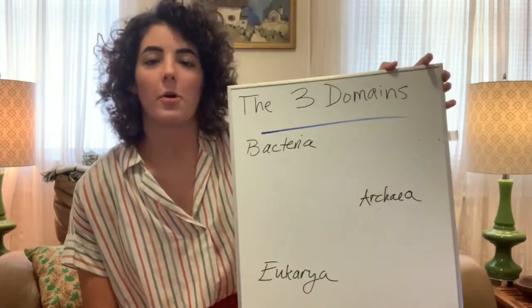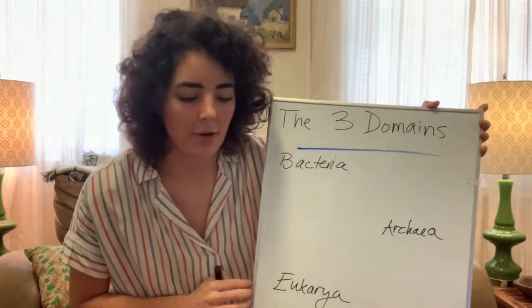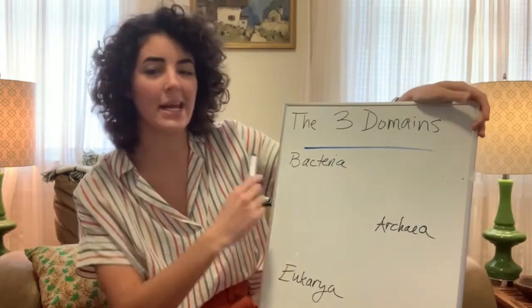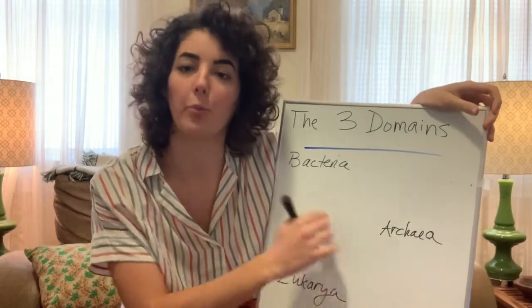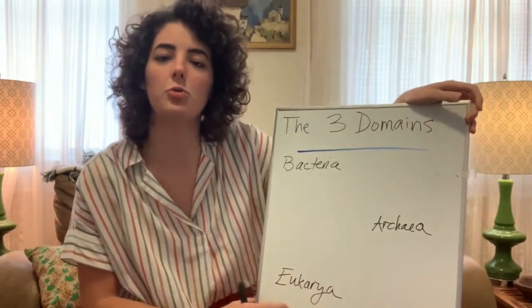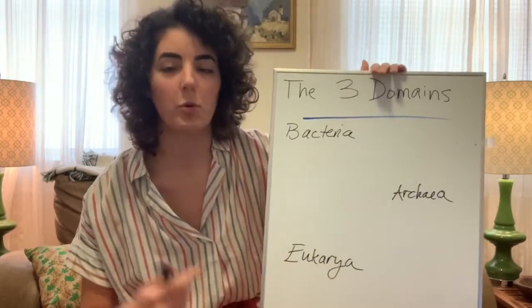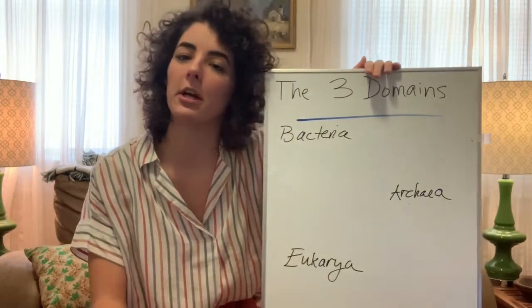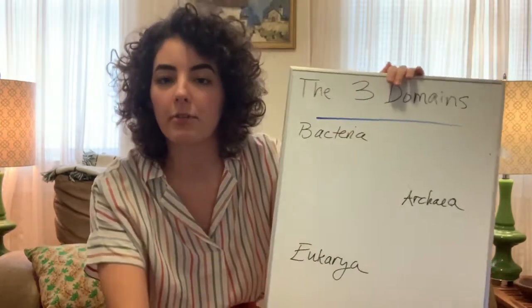Anyways, so our 3 domains, we've got bacteria, archaea, and eukarya. The main difference between these is that bacteria and archaea are prokaryotic domains, and eukarya is eukaryotic. Easy to remember because it says it in the name. So what is the difference between prokaryotes and eukaryotes? You probably learned this already in Bio 1, but just a quick review.